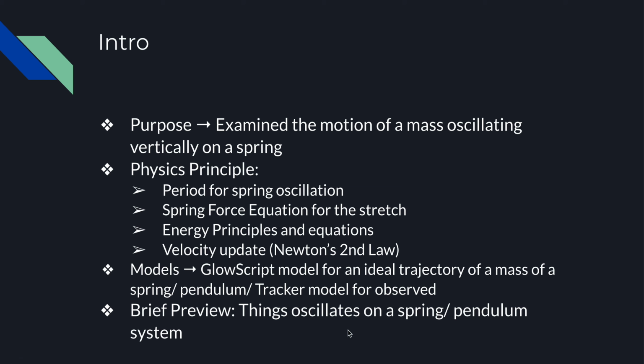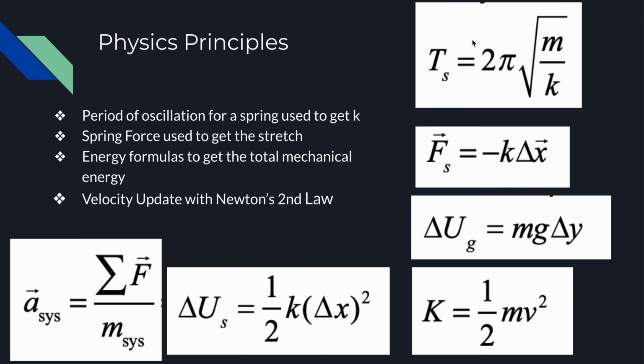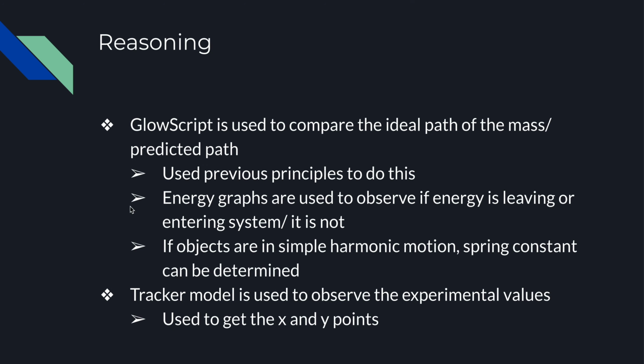Then, a brief preview: things oscillate on a spring system. The period of oscillation for a spring was used to get the K value, and using the K value we can get the stretch, and then using the stretch and the K we can get the potential energy of the spring. The potential energy of gravity is given by this formula, which is mg times the change in height, and then the kinetic energy of the ball is just going to be 1/2 the mass of the ball times the velocity of the ball squared. And then Newton's second law was used for A and for the velocity updates.